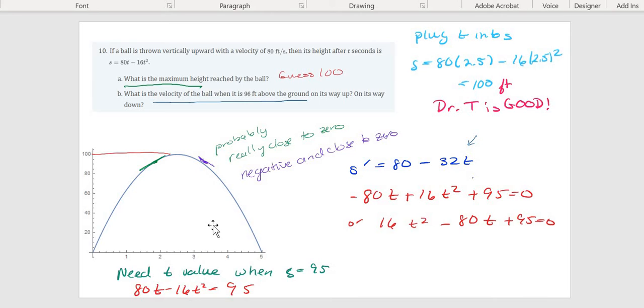So how do I do that? I have to solve this equation. I did that first, but actually the whole thing's divisible by 16.